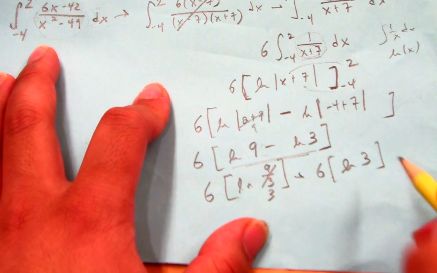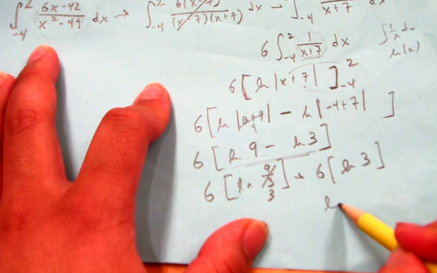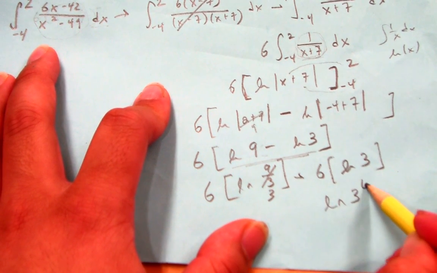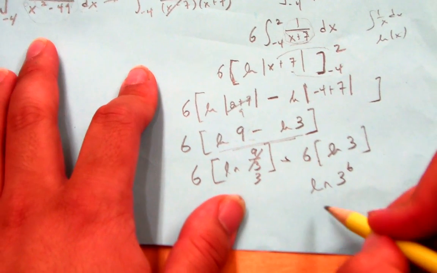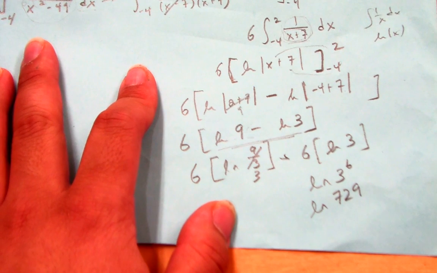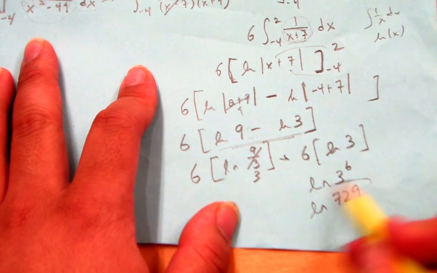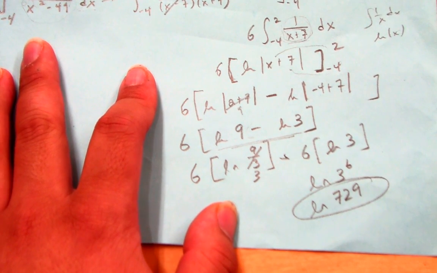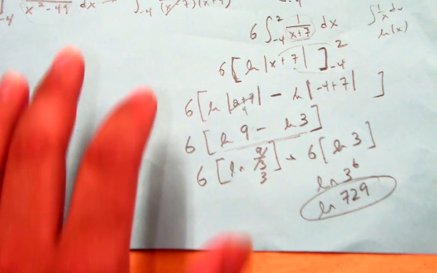And also by properties of logarithms, you know that this can be written as ln of 3 to the 6th power, which I believe is ln of 729. So it appears that's our answer. It's a little bit of a funky answer, a weird one, so let me just make sure here.